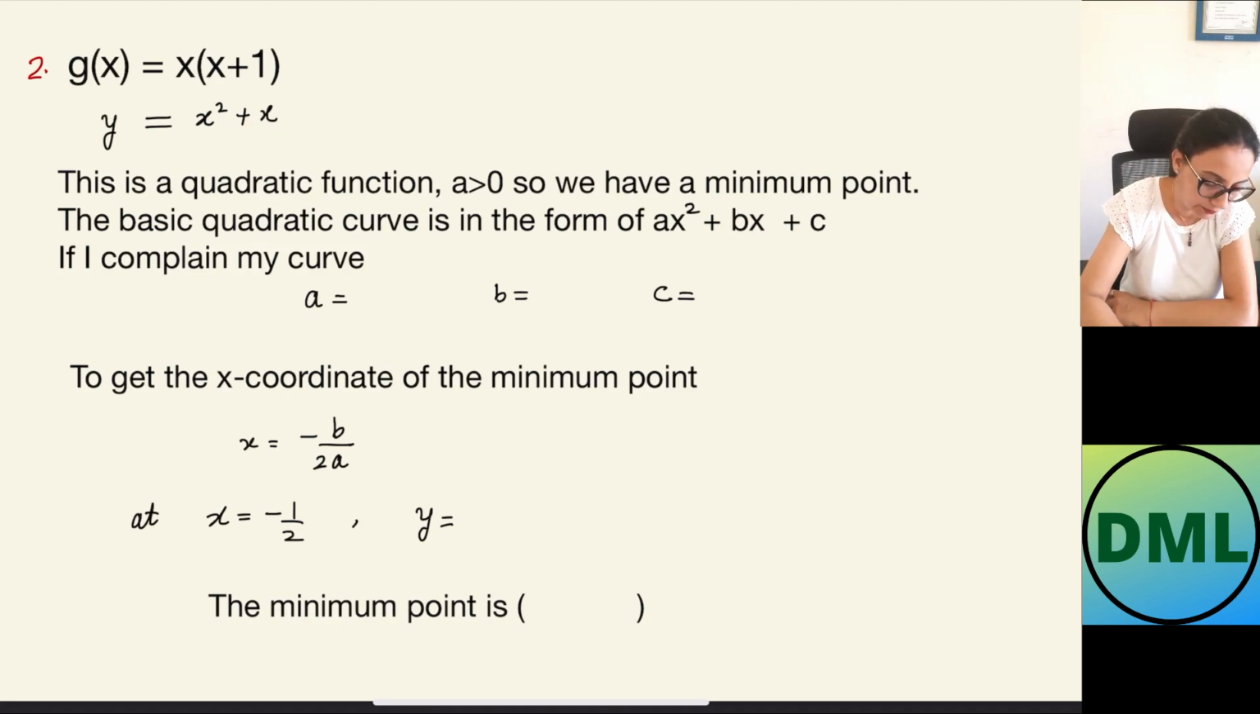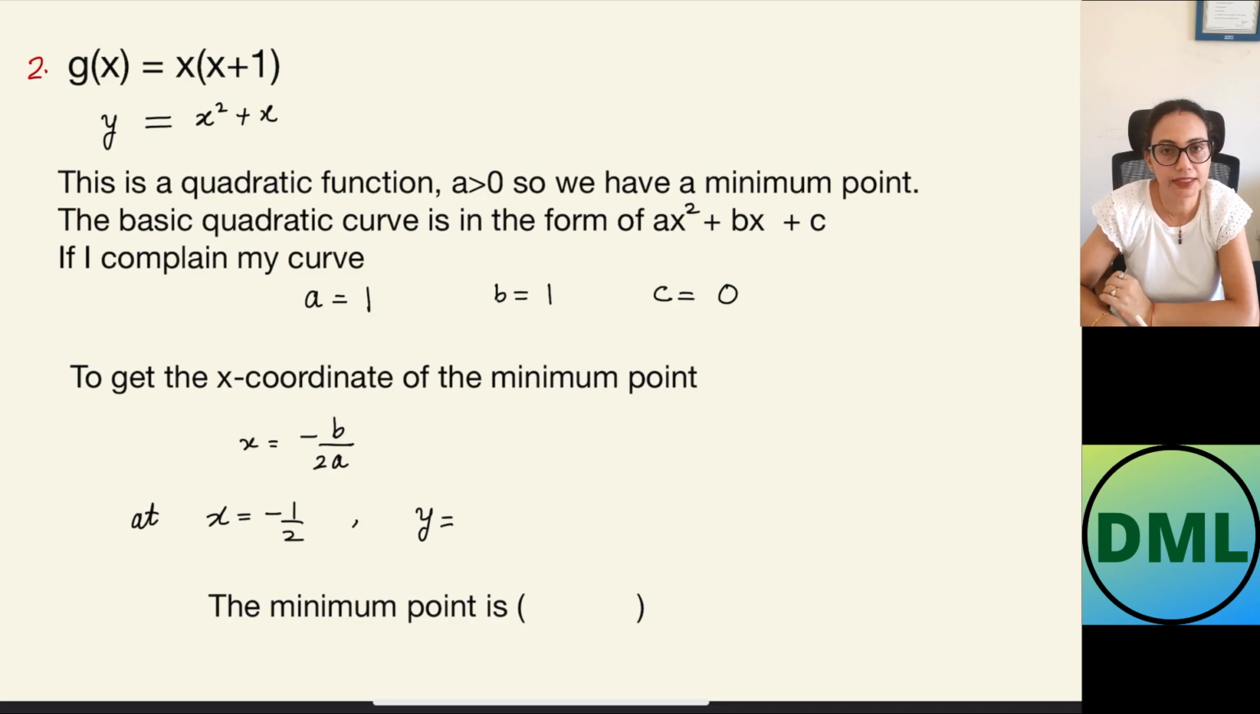Let's write down all the values here. a is 1, b is 1 and c is 0. To plot this graph, I need 3 points. First, I need the minimum point. Second, at what point the graph cuts the x-axis, and at what point the graph touches the y-axis.